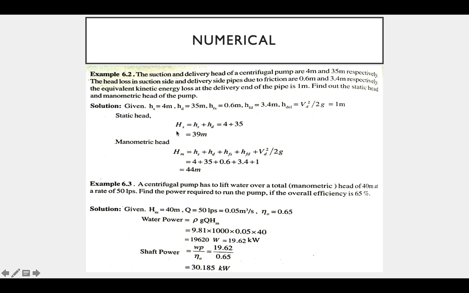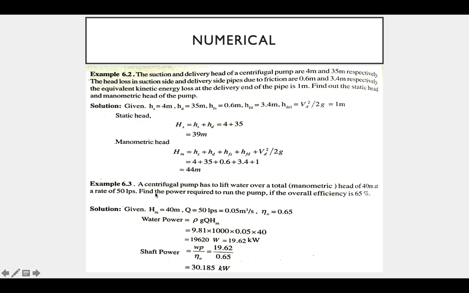So static head is actually the sum of suction head and delivery head. Suction head is given as 4 meter, delivery head is given as 35 meter, so 39 meter is the static head. Manometric head is HS plus HD plus HFS plus HFD plus V square by 2G. Every term is given in the question. You can add them and find out the manometric head.